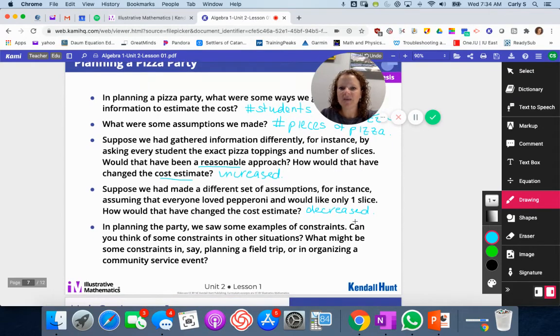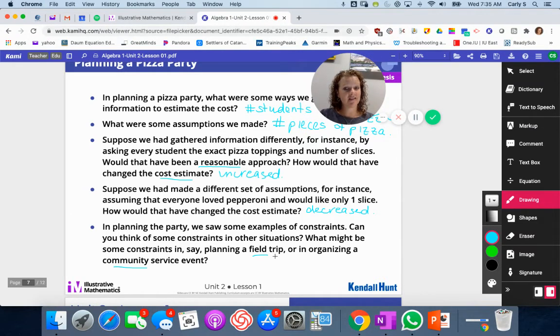In planning the party, we saw some examples of constraints. Can you think of some constraints in other situations? What might be some constraints in, say, planning a field trip or organizing a community service event? Planning a field trip, the size of the bus, how many students can fit, if your field trip's outside or inside, and if it's raining or cold, how to plan for that, how many chaperones you need, if the chaperone can drive the bus, do I need to get a driver?